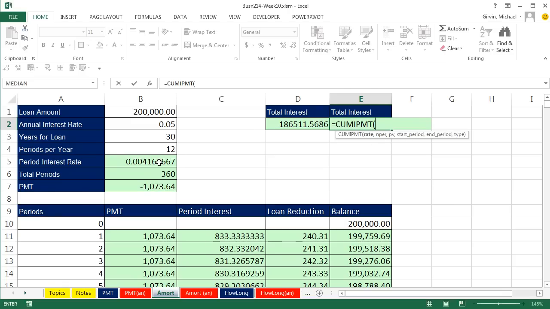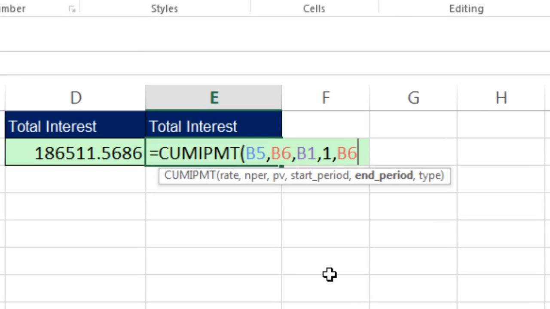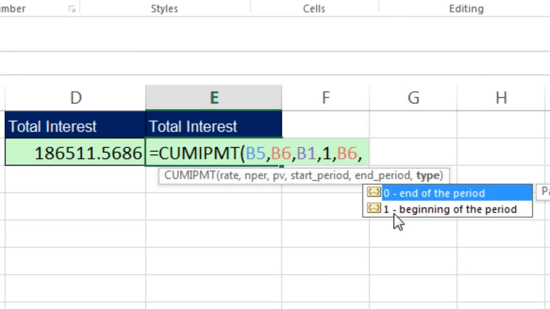So the rate, NPER, that's the total number of periods. The present value, it is a positive. The start period is going to be 1, and the end period is going to be 360. And the type is going to be in this requirement.